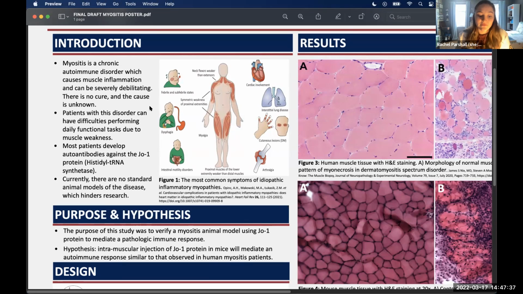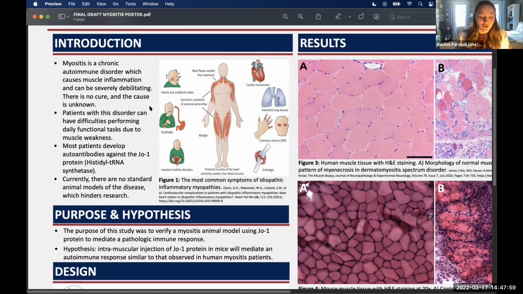Yet most patients develop autoantibodies against the Jo1 protein, also known as histidyl tRNA synthetase. Jo1 is one of the 8 tRNA synthetases linked to several anti-synthetase syndromes, which includes different degrees of myositis, inflammatory arthritis, interstitial lung diseases, and cardiovascular complications.